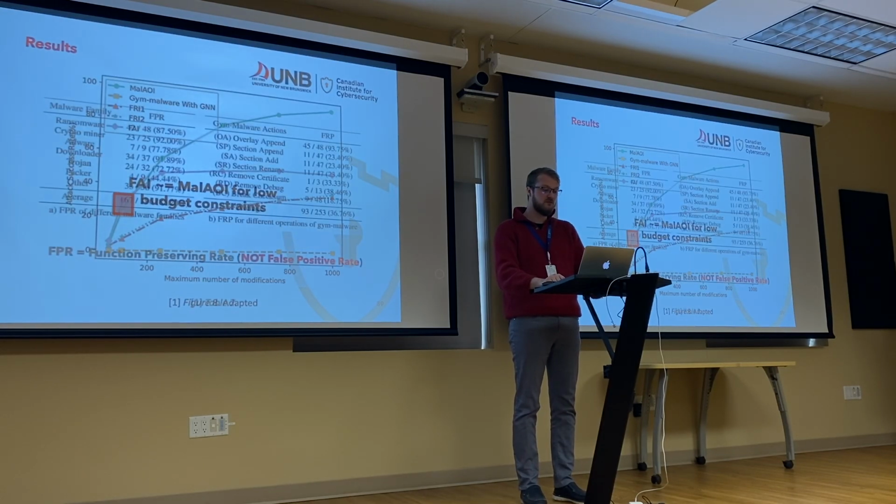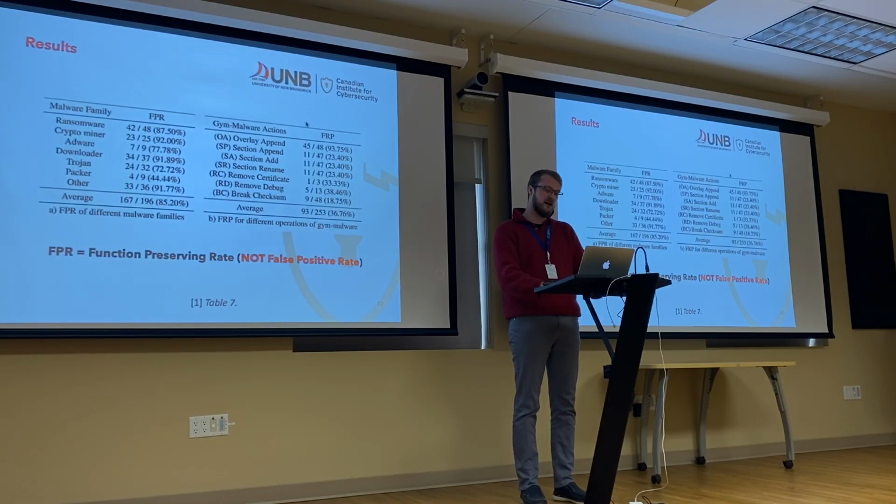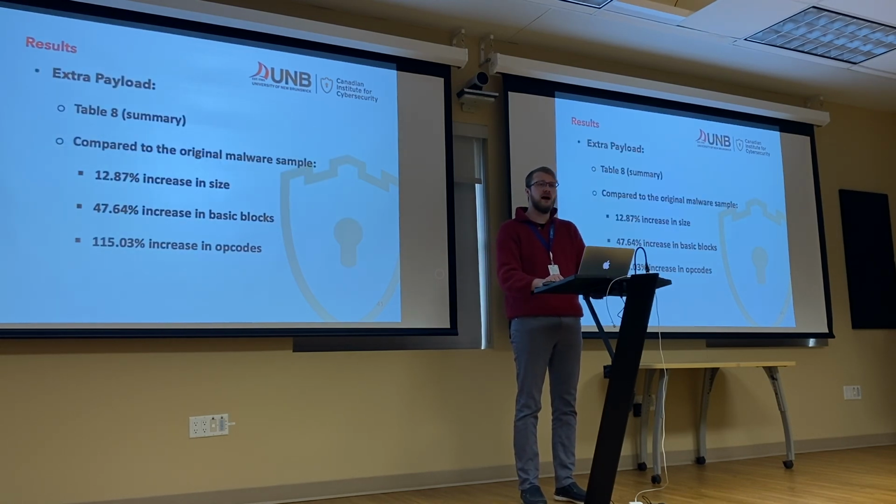We can also take a look at the function preserving rate. So here, in 85% of cases, we can say that the malware is retaining its functionality and that it hasn't just crashed. So that's good. We can also take a look at the extra payload, so how much we've actually had to add on to these samples in order to do these kinds of evasions. So in 12% or 13% of cases, across all the samples, there's a 13% increase in size. So if I give you some binary, and you make 13% more of the binary's worth of perturbations in the sample, you'll do the evasions with like 90%. So that's very good. I'm going to skip the rest of them because they're not as important.